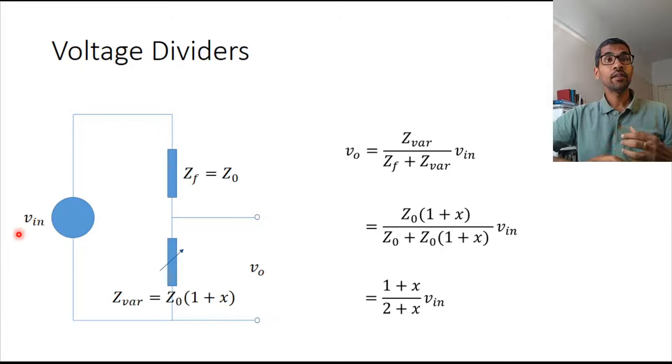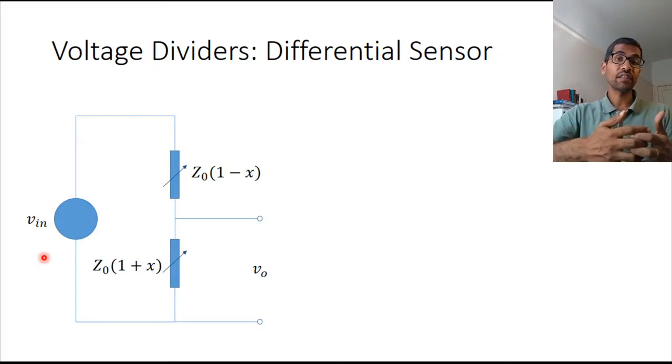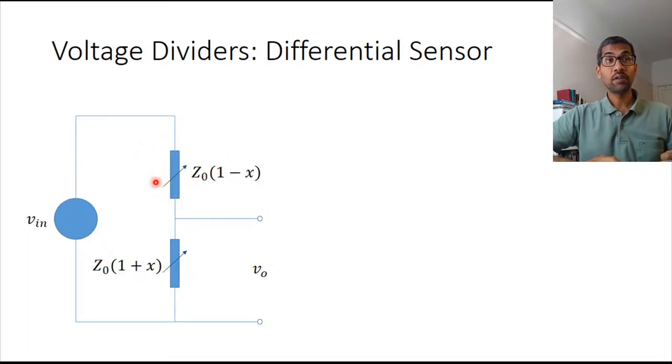Okay. What happens if you have a differential sensor? Remember, in the last lecture we talked about capacitive sensors and inductive sensors that can be differential. So how does a voltage divider work when you have a differential sensor? When you don't have a fixed impedance here, but you have an impedance that again changes with the physical quantity, and the sensitivity is of the opposite signs. Yeah, that's what a differential sensor means. So what do you do in that case?